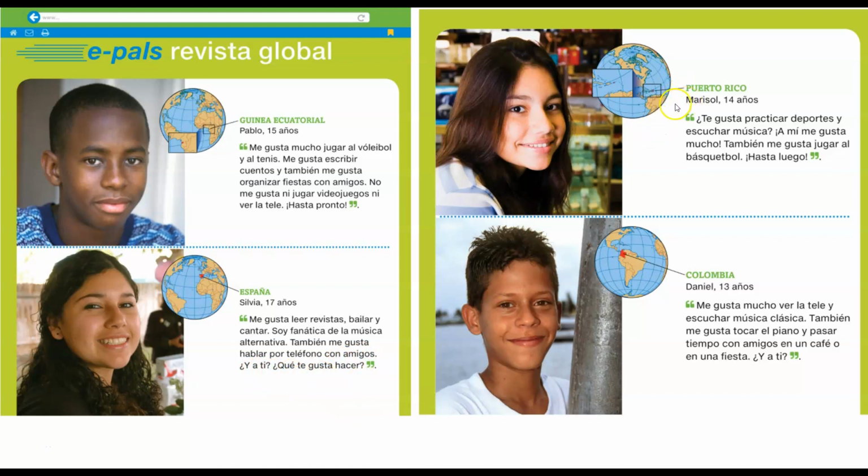Let's see if you can translate this one. Marisol, 14 years old, from Puerto Rico.